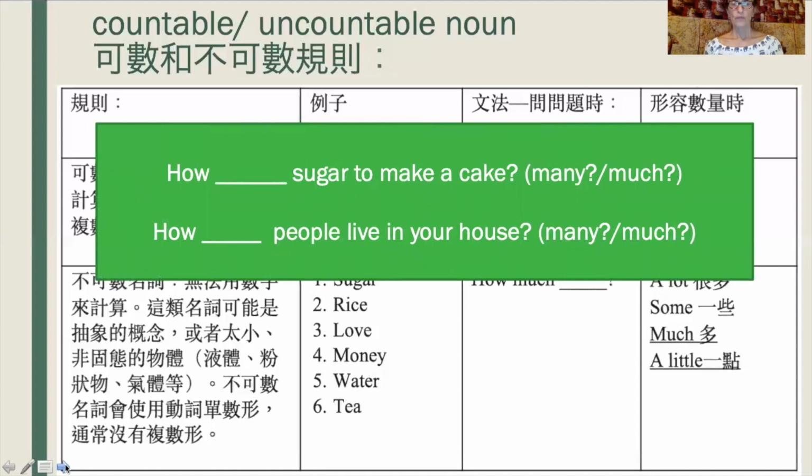So I want you to go ahead and again pause, 暂停视频, for a moment and try to answer this. Which word are you using in these 2 sentences? How sugar to make a cake, and how people live in your house. And then we'll come back and answer it. So try to do that. Just take a minute to do that.